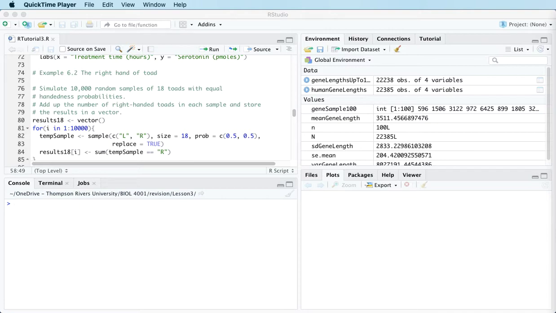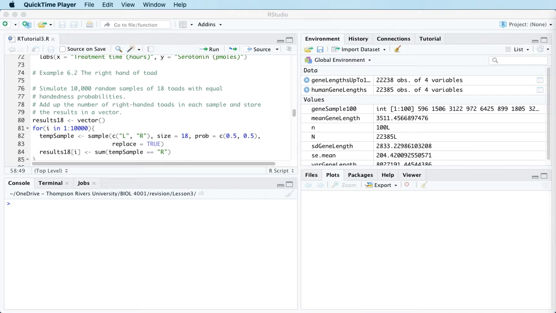Our second step is to calculate our test statistic. So looking at our experiment, we observed 14 right-handed toads. So that's our test statistic. Our third step is to calculate the p-value. So the p-value is the probability of obtaining data that shows as great or greater difference from the null hypothesis if the null hypothesis were true.